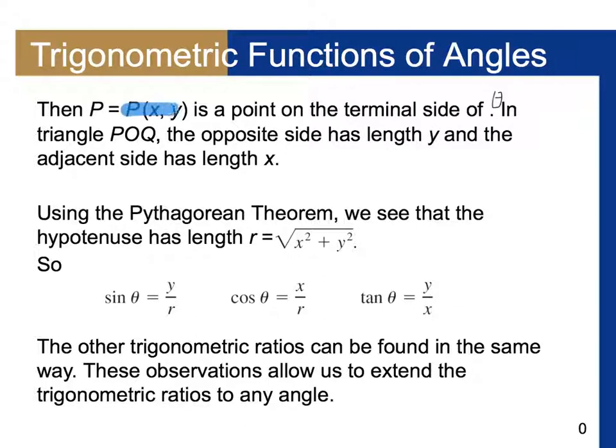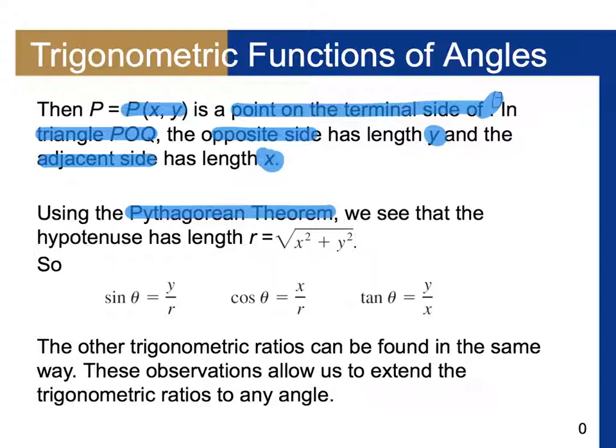And then our point P of x, y is a point on the terminal side of our angle theta, okay. So then the opposite side is y. Adjacent side is x, and we're talking about our triangle POQ. And then we can look at r being the square root of x squared plus y squared using the Pythagorean theorem. So our r is just a squared plus b squared equals c squared.